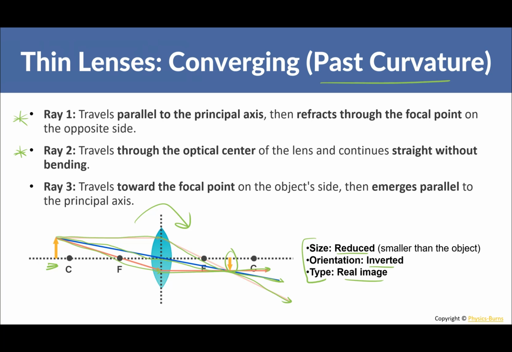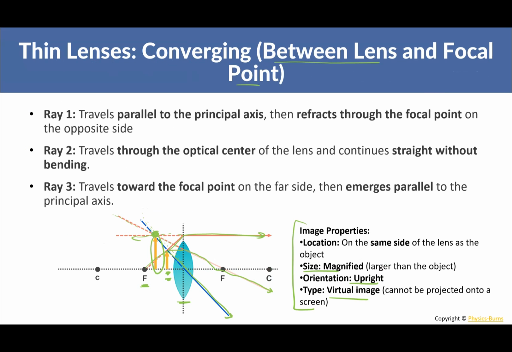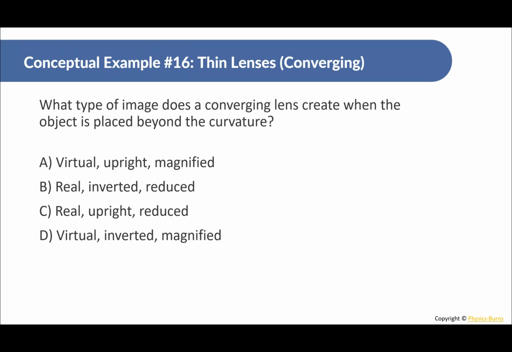We're going to do some conceptual questions now. So what type of image does a converging lens create when the object is placed beyond the curvature? There's a few things you can do. You could kind of memorize what's happening here for these situations, or you can draw it out and think for yourself. But once you start doing a few of these, you start to understand how it all works.